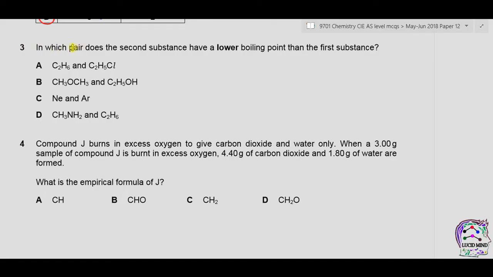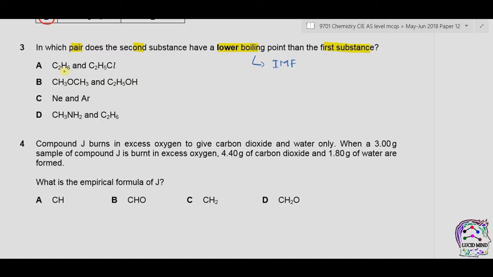Question 3. In which pair does the second substance have a lower boiling point than the first substance? Now the compounds given are simple molecular substances, so therefore the boiling point will depend on the intermolecular forces of attraction. Stronger intermolecular forces of attraction means higher boiling point, and weaker intermolecular forces of attraction means lower boiling point. Let's look into the first one.